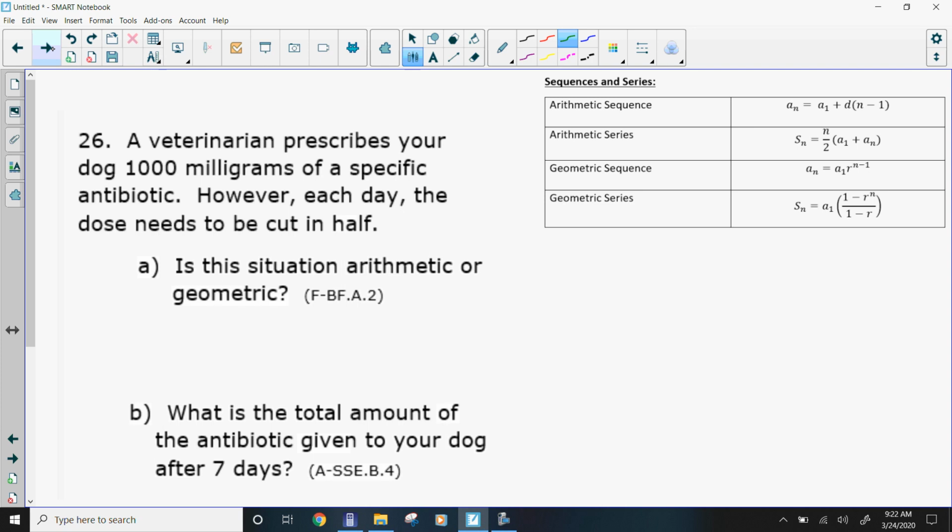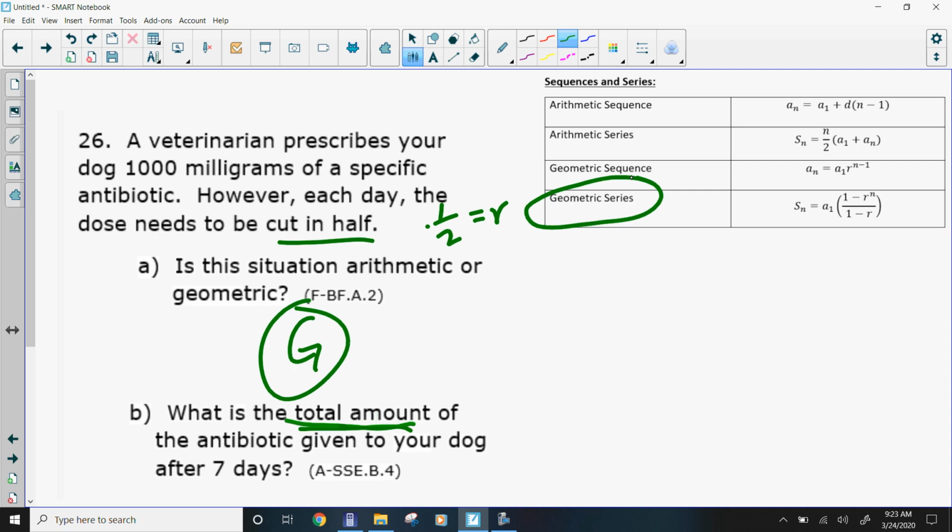Okay, a veterinarian prescribes your dog 1,000 milligrams of a specific antibiotic. However, each day it's cut in half. So if we got it cut in half each day, half of something is multiply. So we're going to multiply by 1/2, which basically means that's R, so it's geometric. Part B says, what's the total amount? Now right here, total amount, it's not asking you how much you're going to give them on the seventh day. It's asking how much you've given them over the course of 7 days. So we're going to have to add up all the amounts.